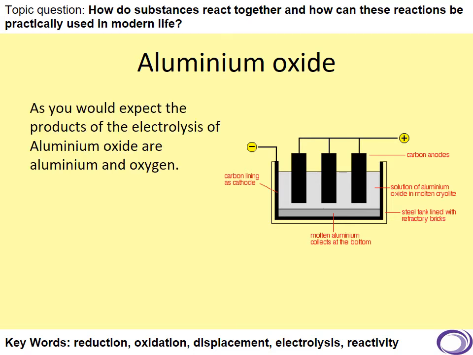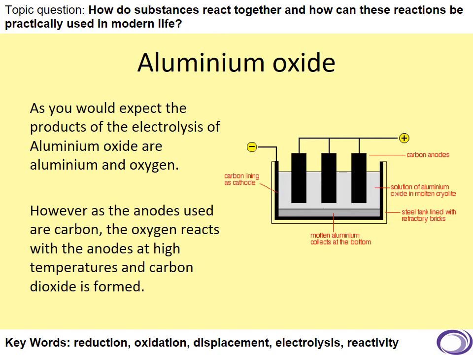At this point then, the products of electrolysis you would expect to be aluminium and oxygen, with aluminium forming at the bottom, being a positive ion, Al3+, being attracted to the negative cathode, the lining of the cell. The oxygen then you would expect to be produced at the positive electrode as the negative 2- oxide ions are attracted to the positive anode.